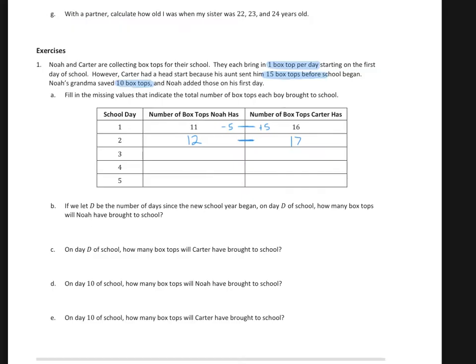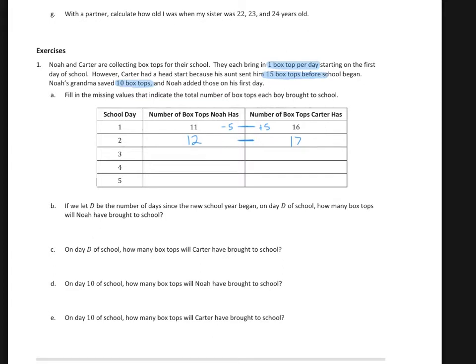So at this point, I'm going to write some equations, right? I'm going to think, what are my relationships here? How do the days connect to Noah and Carter? How does Noah connect to Carter in the days? And then how does Carter connect to Noah in the days? Because everything's growing at the same rate.